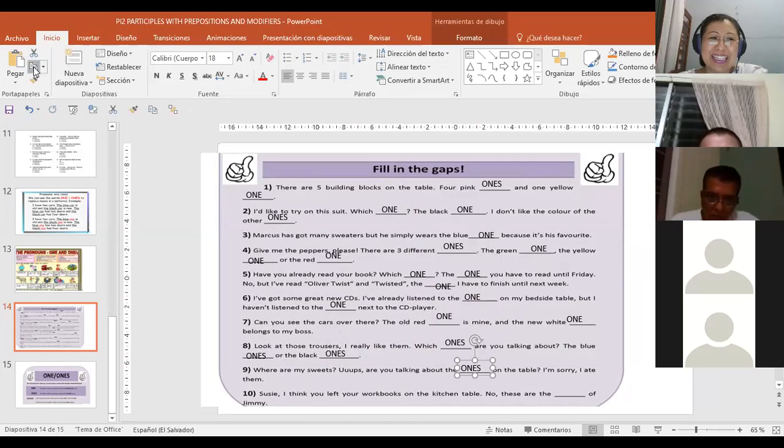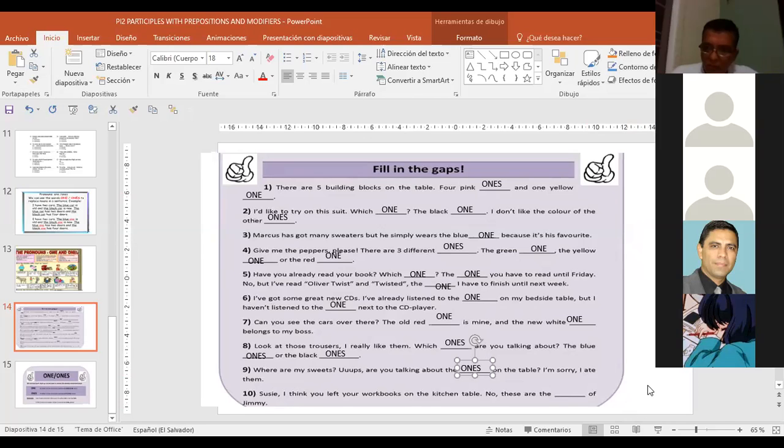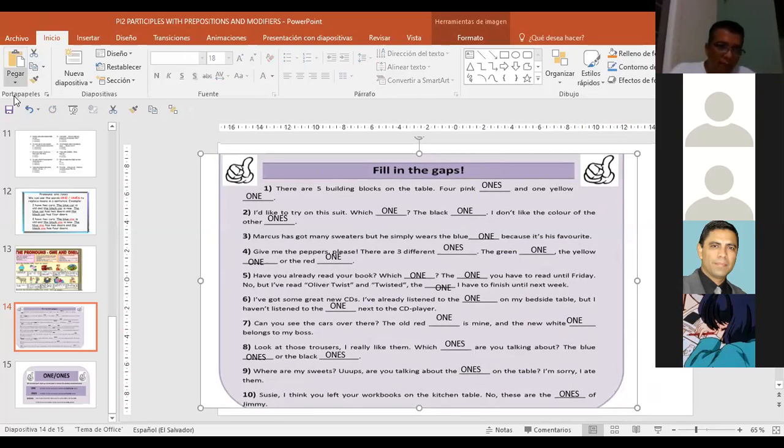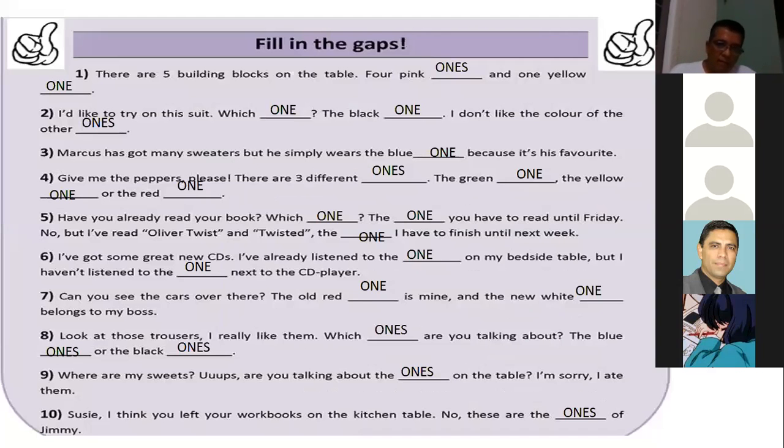Okay, number 10. Susie, I think you left your workbook on the kitchen table. No. These are the ones of Jimmy. Very good. It's plural because we are talking about books. Okay? Nice. Good job. So now I want all of you to repeat the sentences, okay?